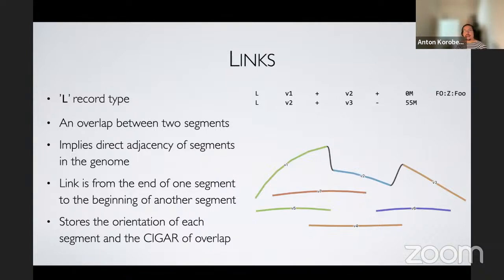The next important thing is the link. A link is represented by the L record type, and it represents a particular overlap between two segments. Links imply direct adjacency of segments in the genome. Like here, for example, V1 precedes V2. And this means that in the genome in question, V1 should be immediately before V2.